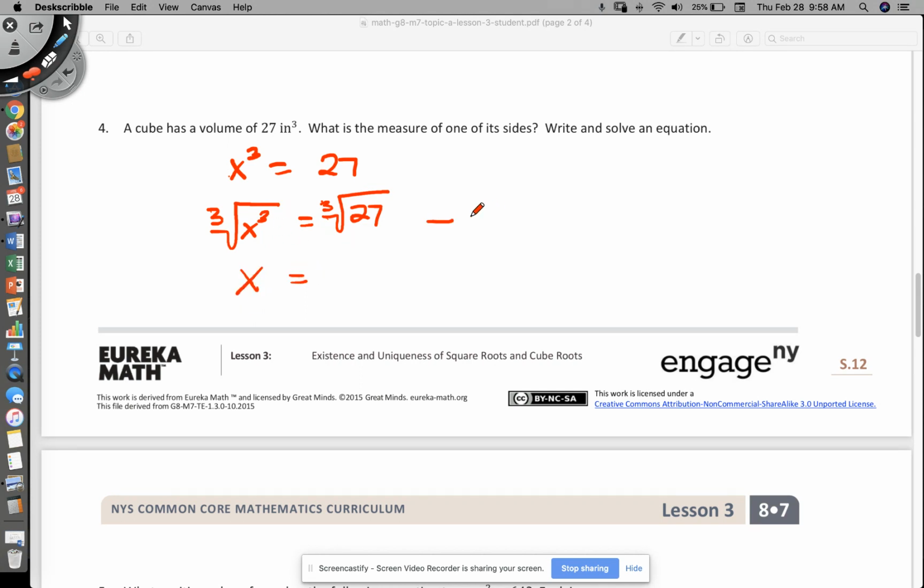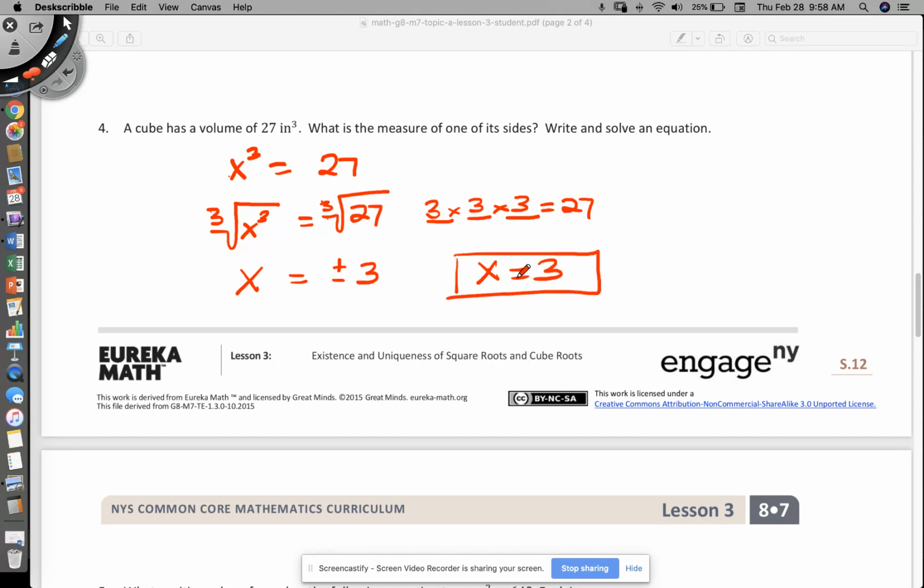And now I'm looking for a number that when I multiply it 3 times, I get 27. And my answer here is going to be 3. 3 times 3 is 9. 9 times 3 is 27. So it would be plus or minus 3. And again, you can't have a negative 3 as a side length, so we're just going to say x is 3.